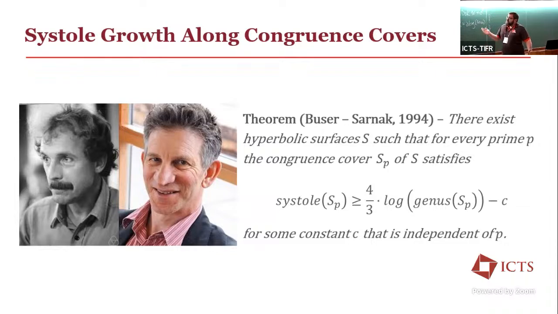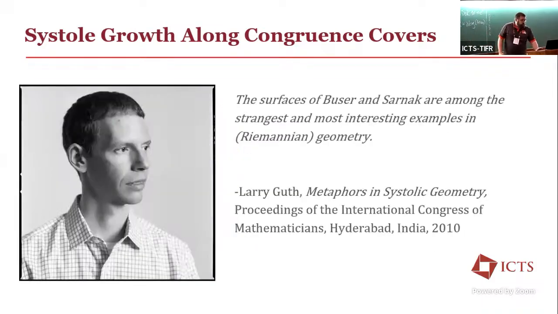So the first time I looked at this argument, I thought, well, there's nothing remotely exotic about this. This is very natural. If you were an arithmetic lattice person looking for families of surfaces with large systole, congruence covers is probably one of the first things you would look at. So I was surprised when I saw this: "The surfaces of Bozer and Sarnak are among the strangest and most interesting examples in Ramanujan geometry."